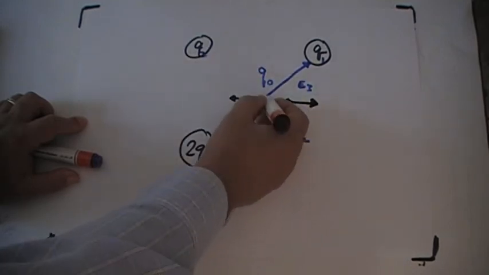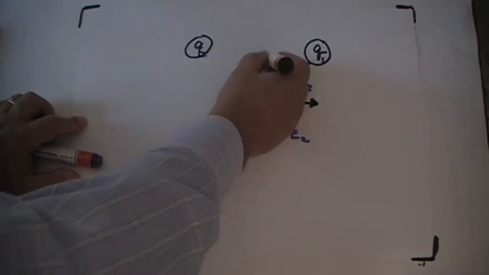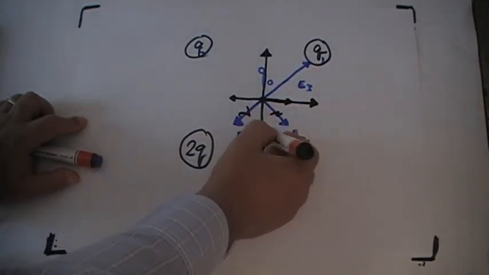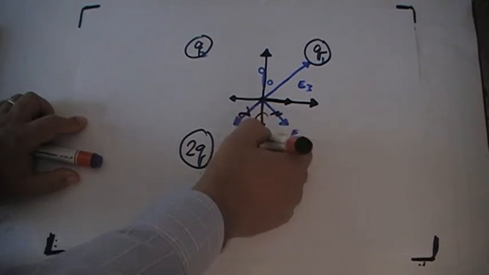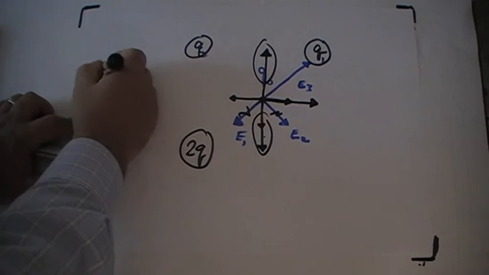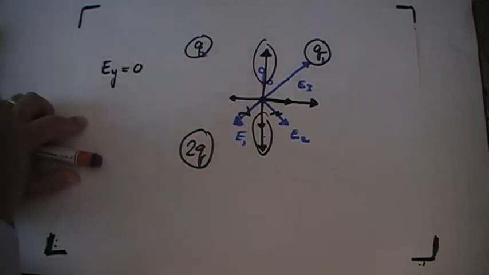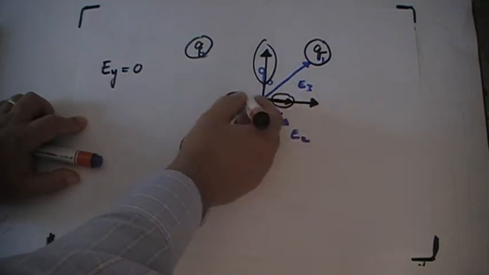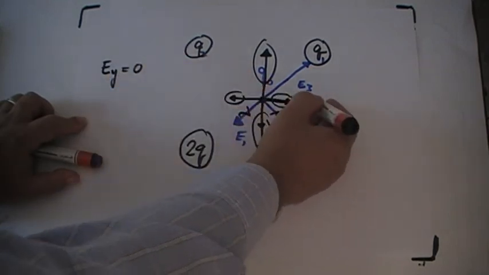Okay, and it's going to give me 2 on this side. So what does this mean? This means that these two together will cancel this, so that means definitely the EY is equal to 0. And for the EX, this guy will cancel with this one, and I still have 2 of this.